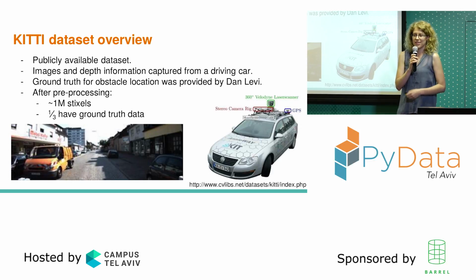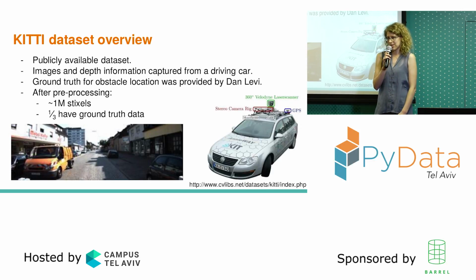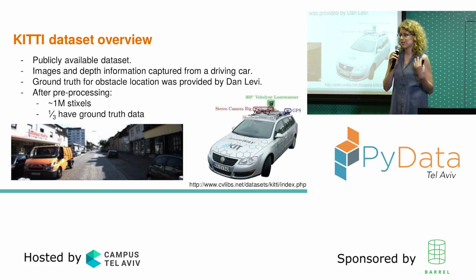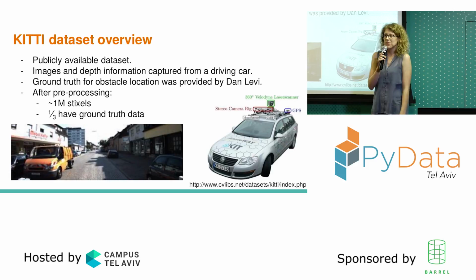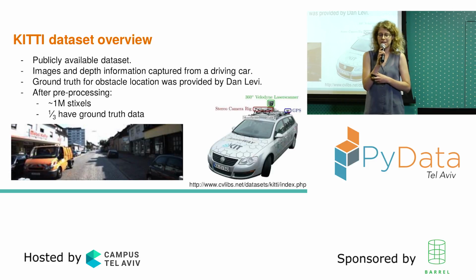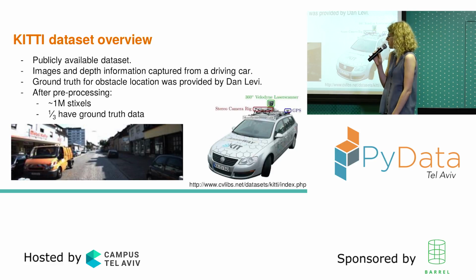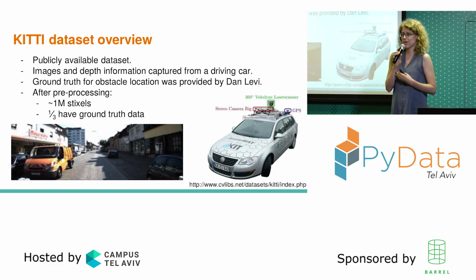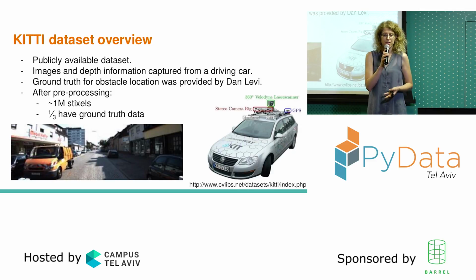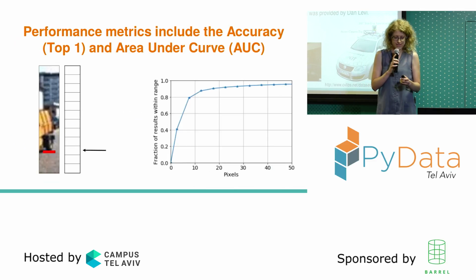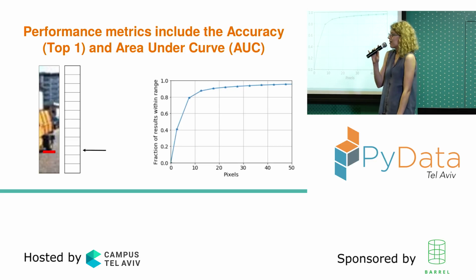In this project, we used the KITTI database. It's a publicly available database of a car driving around, with images from the driving and depth information, and it's all available. For the depth information, Dan Levi, the author of the StixelNet paper, published the ground truth results that were extracted automatically. After finishing the pre-processing, we had about 1 million stixels, and about a third of them had the ground truth data.